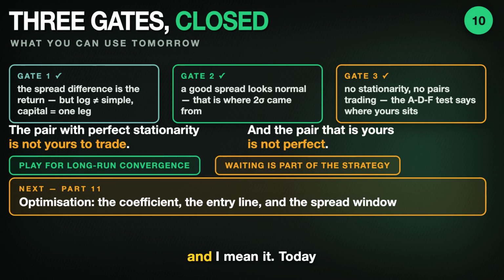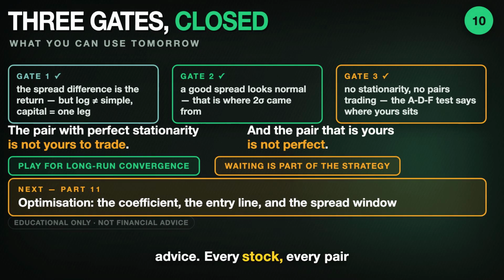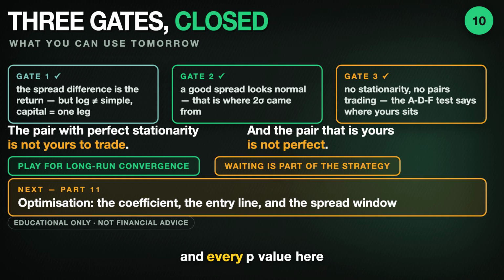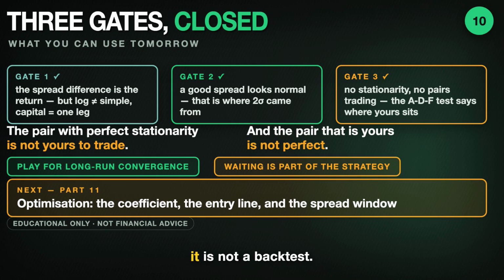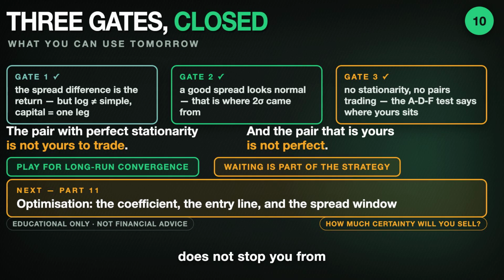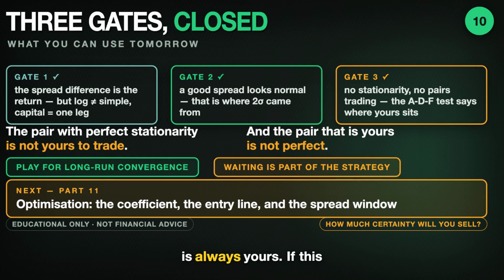One last thing, and I mean it. Today was about how to test a pair for statistical suitability, and it is not investment advice. Every stock, every pair, and every p-value here comes from the original author's data and exists to explain a concept. It is not a general law, and it is not a backtest. And passing a statistical test does not stop you from losing money. The final judgment is always yours.